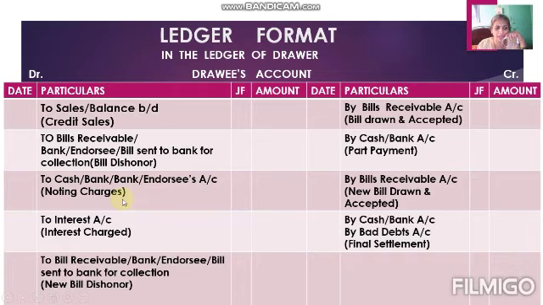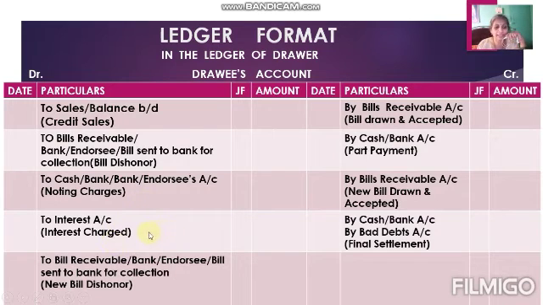After that, noting charges. Entry in the books of drawer: if the drawer paid the noting charges, drawee's account debit to cash or bank account. So here the posting is on the debit side of drawee's account, 'To cash or bank account'. If noting charges are paid by the bank, then the entry is drawee's account debit to bank. That's why again we write here 'To bank'. If paid by the endorsee, drawee's account debit to endorsee's account, for noting charges.